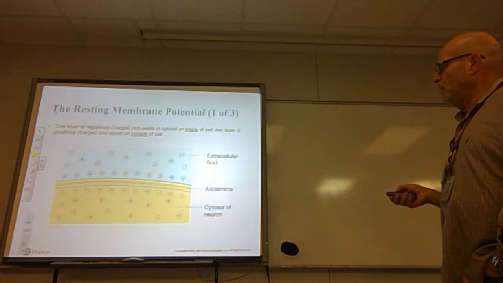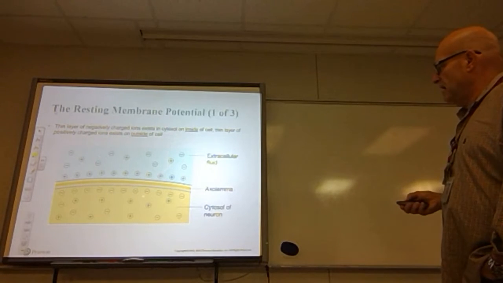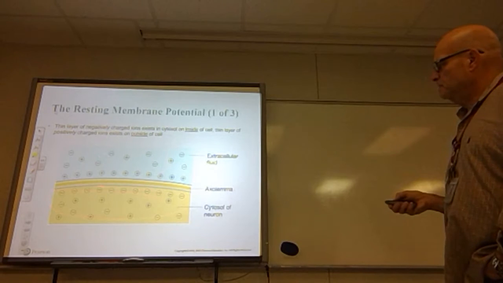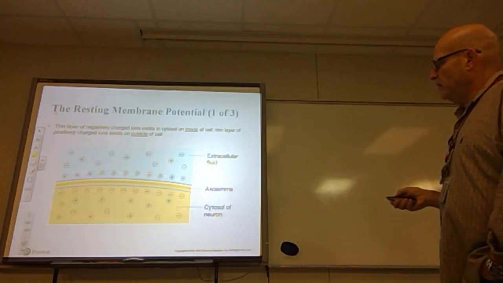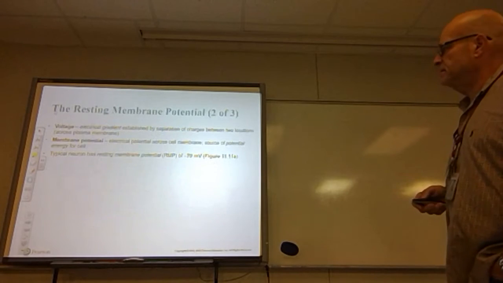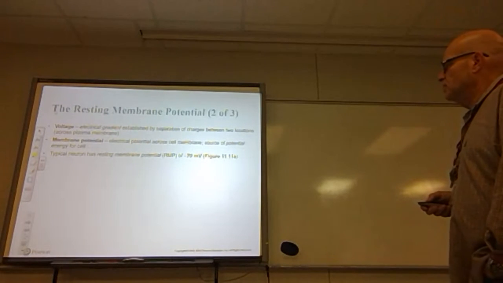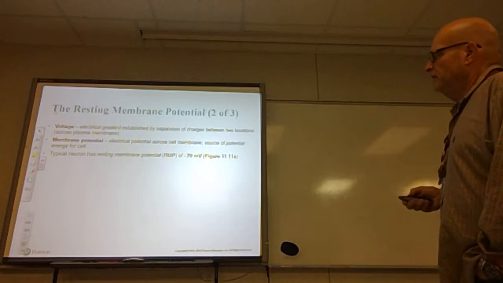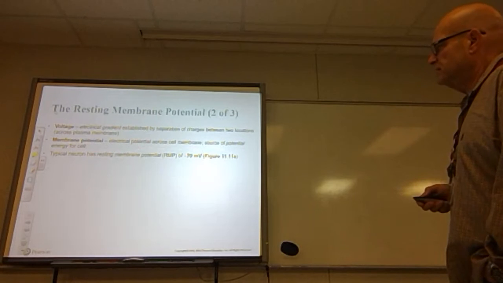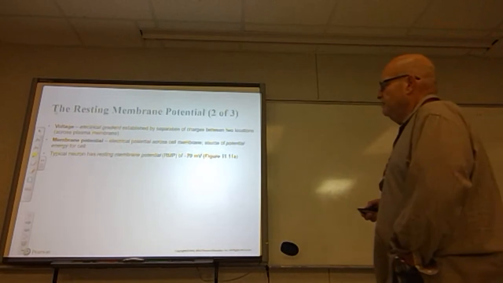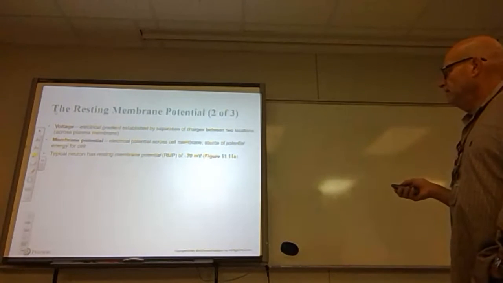So again, we talked about membrane potential in a previous chapter. You have a thin layer of negatively charged ions existing in the cytosol of the neuron here. You have a thin layer positively charged on the outside. So there is an electrical potential, that's the resting potential. Voltage is the electrical gradient established by the separation of charges between the two. The electrical potential across the cell membrane, the source of the potential energy, is referred to as the membrane potential. And a typical neuron has a resting potential of -70 millivolts.